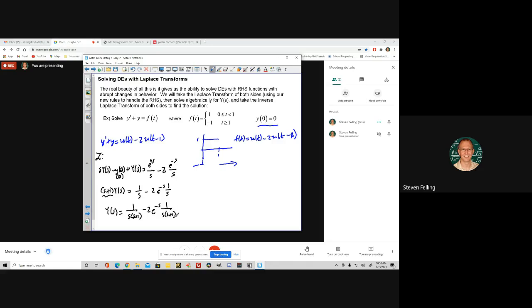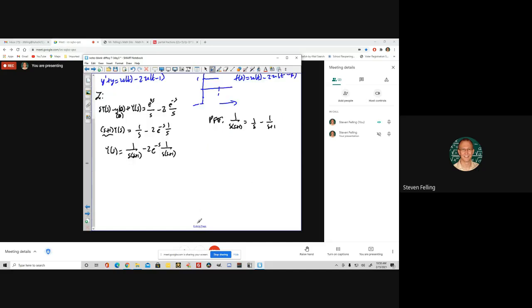And then you could use a partial fraction expansion, maybe online, to get that 1 over s(s plus 1) is equal to 1 over s minus 1 over (s plus 1). Both of those can expand using partial fractions to give me Y(s) is 1 over s minus 1 over (s plus 1) minus 2e to the negative s times 1 over s, plus 2e to the negative s times 1 over (s plus 1). And now we're ready to do the inverse Laplace transform.